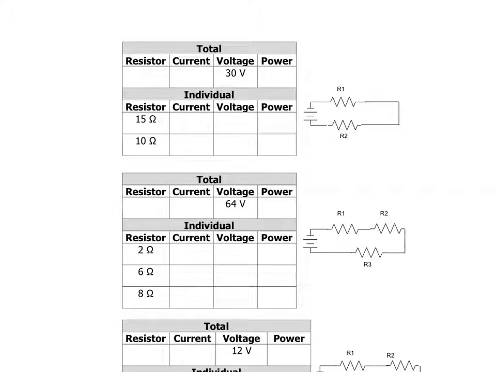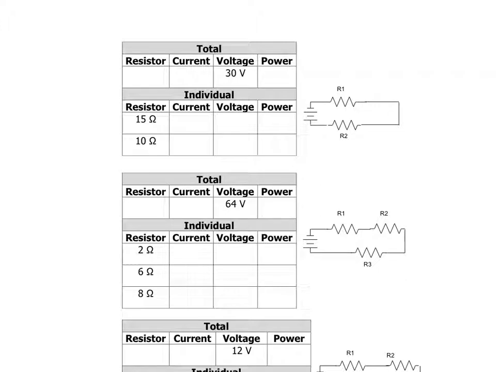So the first thing I'm looking at is a series circuit here, and I know it's series because there's only one pathway. If I trace that pathway from one side of the battery to the other side of the battery, I go through one resistor, the second resistor, and back to the battery. This is one pathway. This is a series circuit. It has two resistors, R1 and R2.